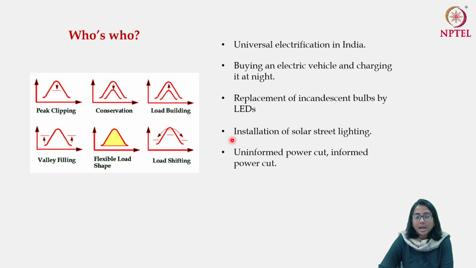The next one is uninformed power cut and informed power cut. So I have deliberately kept two options. One is uninformed power cut and the other one is informed. Now, let us take an example of an uninformed power cut. Suppose you take your dinner at 8:30 p.m. and there is a sudden power cut at 8 p.m. which continues till 9:30. Now you had no prior information about this power cut. What do you do? You are forced to eat cold food, right?